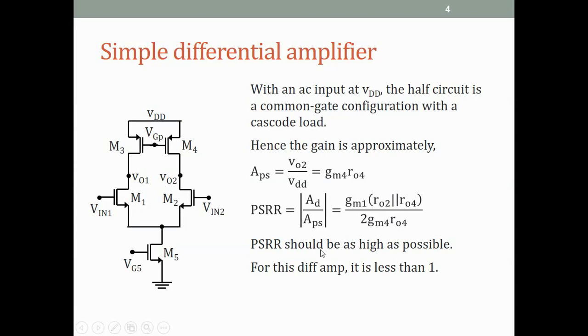Of course, we want PSRR to be as high as possible. So from a PSRR perspective, this is not really a very good circuit. One could make it better by making GM1 by GM4 high. That will make the PSRR higher, but there is not a lot we can increase it by, maybe a factor of 5 or 6 or something, but not much greater. Alright.